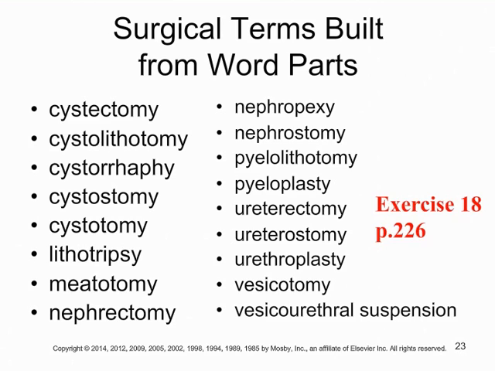Other incisions, you can have a meatotomy, which means you're cutting into the meatus, probably to enlarge it for whatever reason. The hole by which you urinate is not big enough, causing constriction or probably constant urinary tract infections and such.